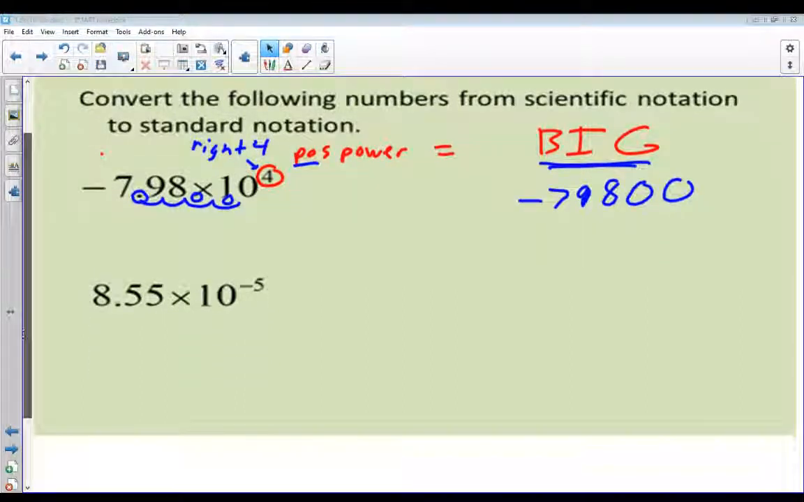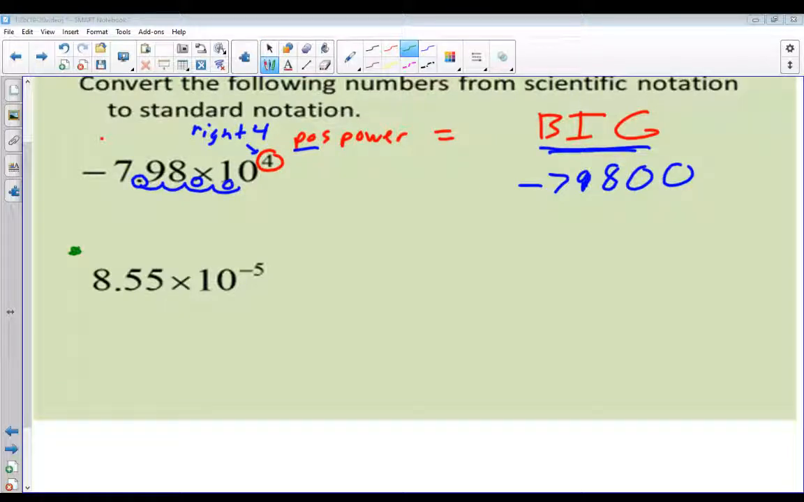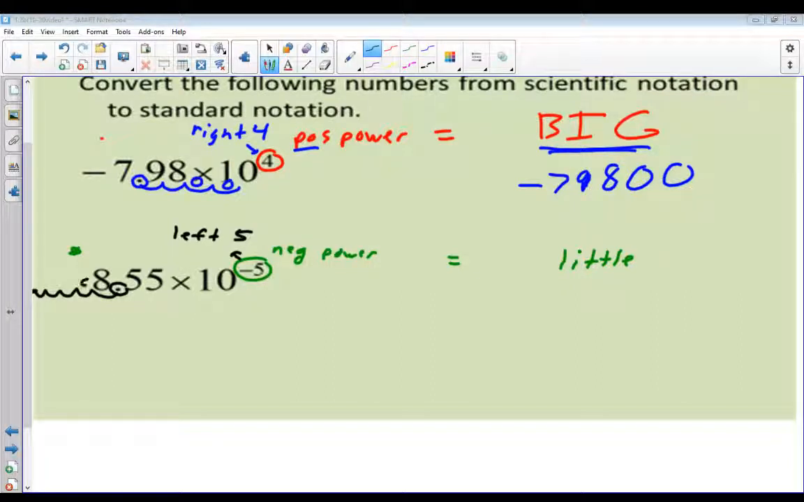Moving on to the next example, we have to rewrite this in its original form. First, take a look at the power. It's a negative power, and negative powers mean we're going to have a little answer. So negative power means I'm going to have to move to the left. And how many places will I move to the left? In this case, 5. So let's take the decimal and move it over 5. 1, 2, 3, 4, 5. So a 0 here, 0 here, 0 here, 0 here. So that's going to be 4 zeros, and then 8, 5, 5. And that is definitely a little number.